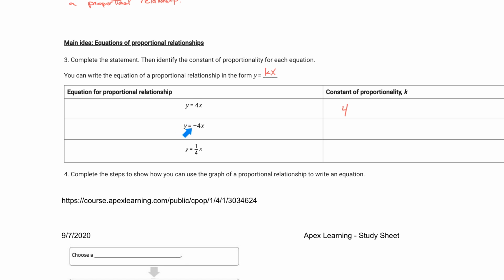For this other one, y equals negative 4x, so negative 4 is the constant of proportionality. For the last one, it's pretty easy once again. It is that number, which they call the coefficient. Whatever is in front of the variable is the coefficient. So the coefficient of x is 1/4, and that is also the constant of proportionality.